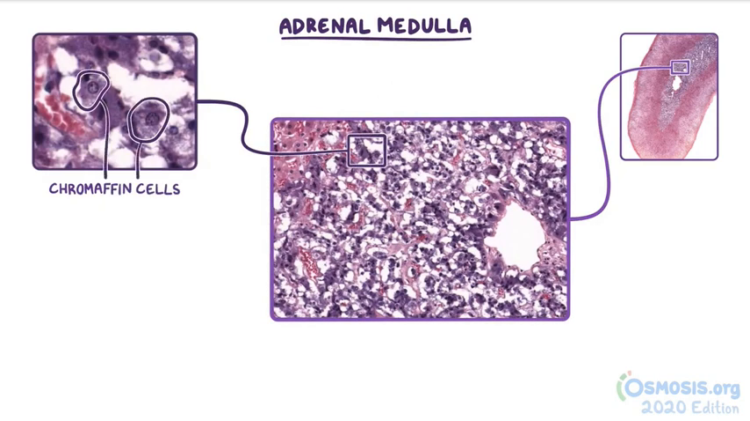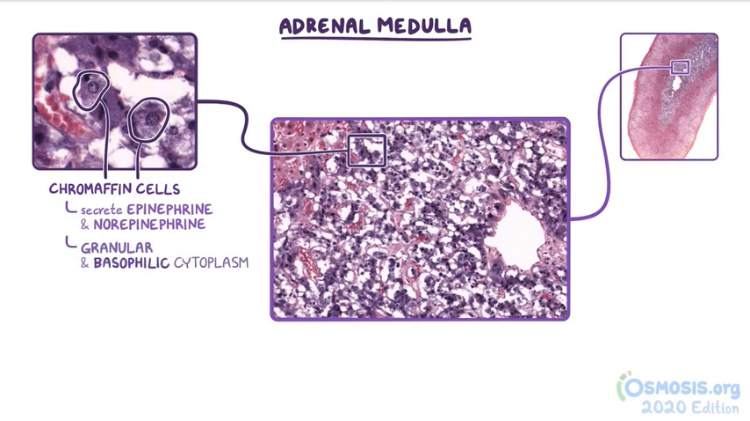These cells are modified postganglionic sympathetic neurons that secrete epinephrine and norepinephrine. With H&E, they typically have a granular and basophilic cytoplasm when compared to cells from the cortex. The cells are arranged in clusters with numerous capillaries throughout. The capillaries drain into venous channels like the one in this image, before draining into the central medullary vein.